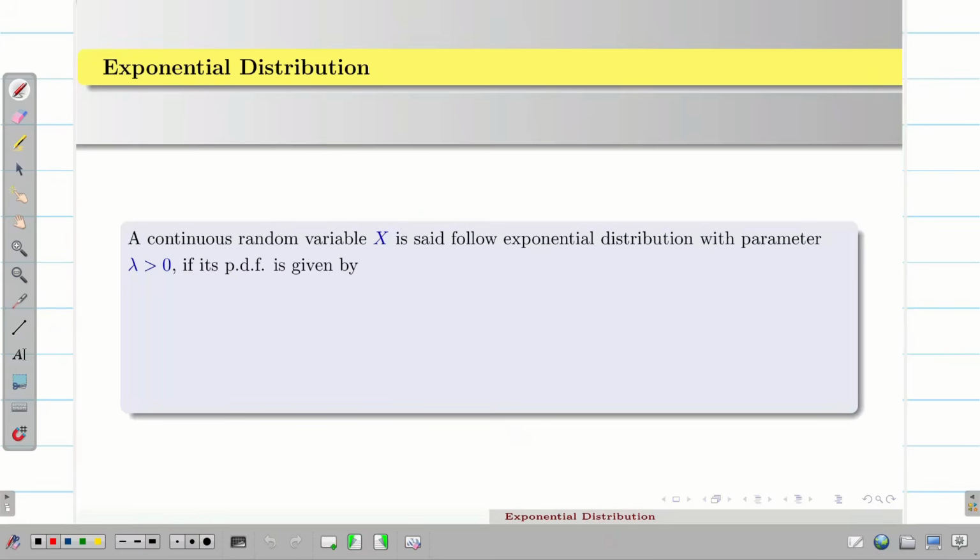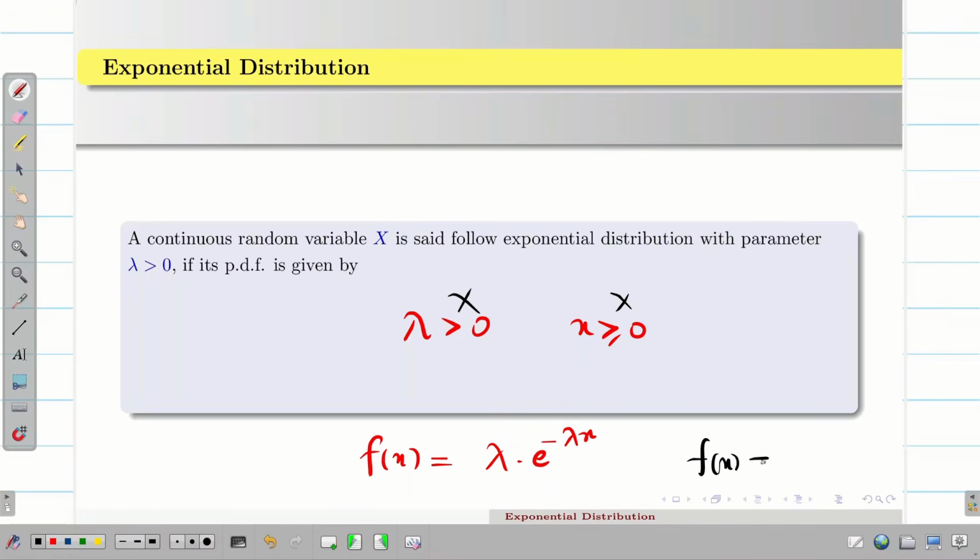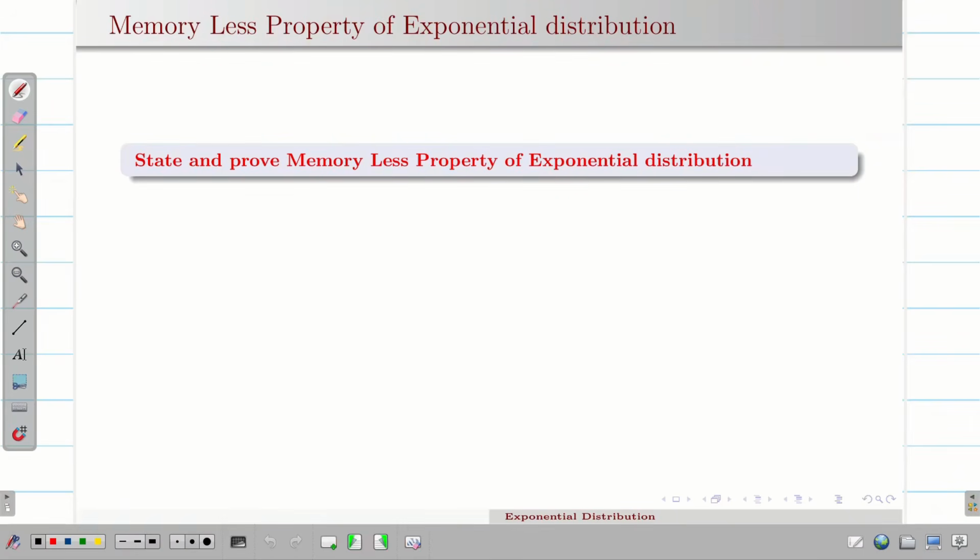In the previous video, we saw the definition of exponential distribution. Suppose lambda is a parameter which is greater than 0 and x greater than or equal to 0, then we write f of x is equal to lambda into e power minus lambda x. If the condition is violated, then f of x is equal to 0. And then we saw the memoryless property of exponential distribution.